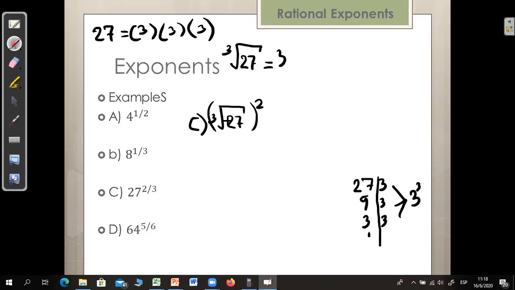So we solve the part inside of the parentheses. That's why here it's gonna be then 3 to the second power. And then what is 3 to the second power? 9. 3 to the second power is 3 times 3. Okay, and that way we can conclude the answer here is 9.